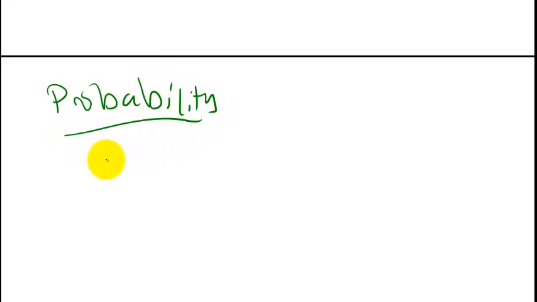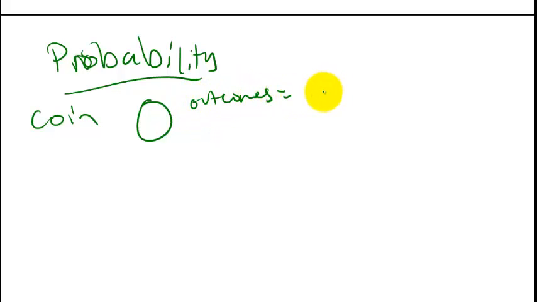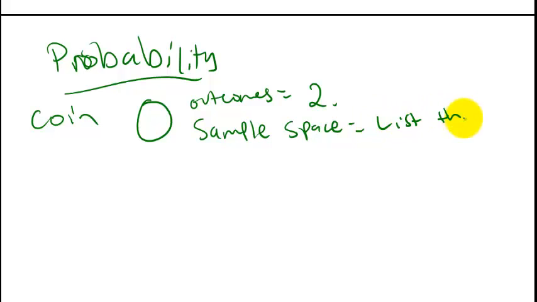So if you failed, then we've got to work on that one, especially at your age, because it's going to get harder later on. Right now, all you need to know is, if I've got a coin, how many outcomes are there? 2. Sample space. Those are the list of outcomes. List the outcomes.